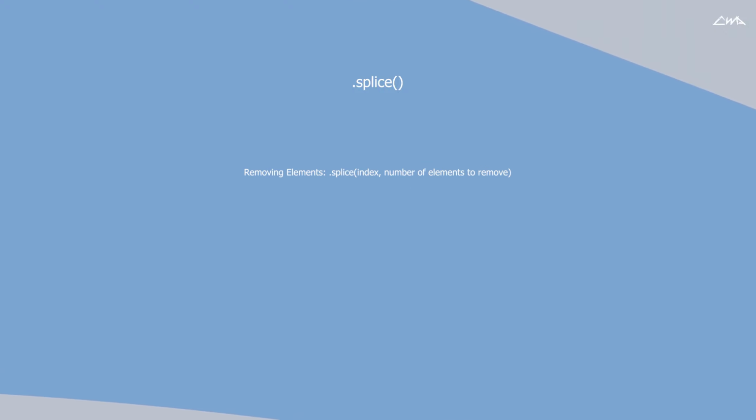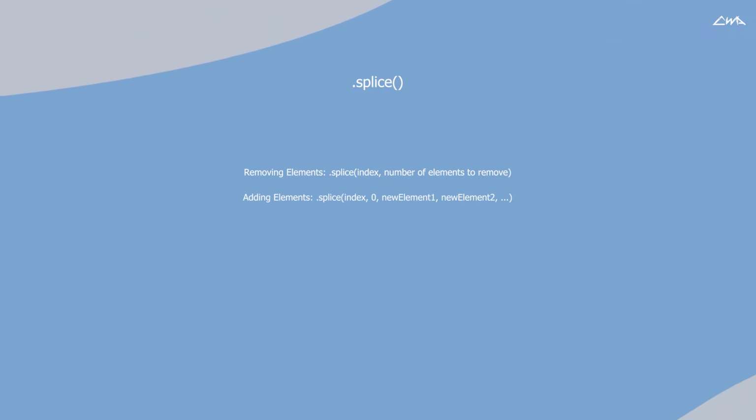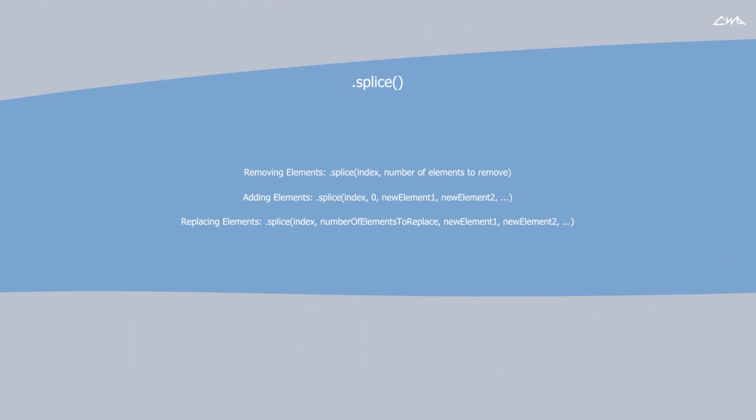Here's a short summary for splice. For removing elements, .splice index and the number of elements to remove. For adding elements, .splice index 0, new element 1, 2, and so on. For replacing, .splice index number of elements to replace, new element 1, new element 2, and so on.